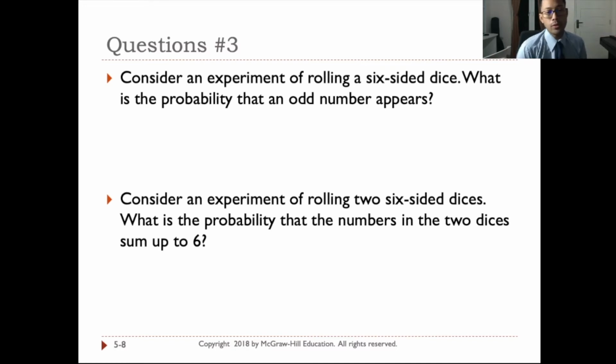Now we're going to look at the event that the numbers on the 2 dice sum up to 6. So basically you have 1 and 5, you also have 2 and 4, you have 3 and 3, you have 4 and 2, you have 5 and 1. So basically there are 5 favorable outcomes. So the probability that the numbers on the 2 dice sum up to 6 is going to be 5/36.